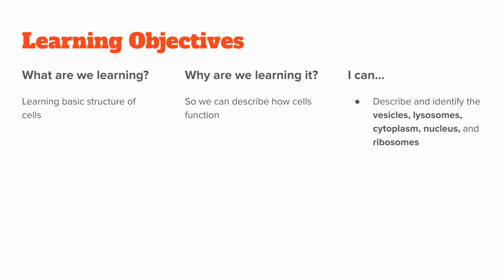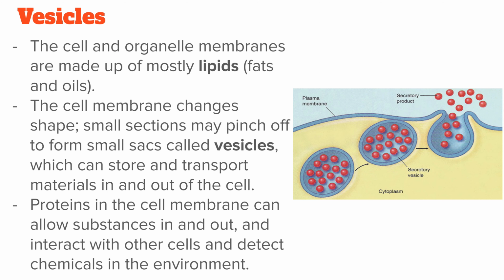So we talked last time about how the entire cell is surrounded by the cell membrane that's made up of lipids. It's a phospholipid bilayer. And those lipids are the same base chemicals that make up oils and fats. Now, the cell membrane can change its shape, and that includes being able to pinch parts of it off or join with bubbles of phospholipids inside of the cell as well. We call those pinched off sacs vesicles. And vesicles get used to store and transport materials in and out of the cell.